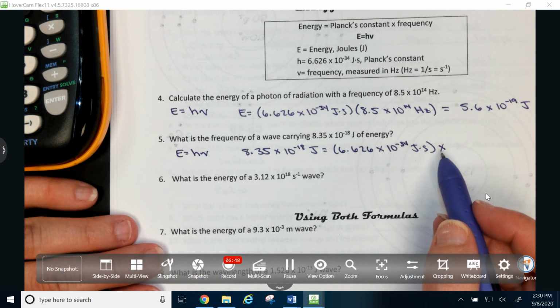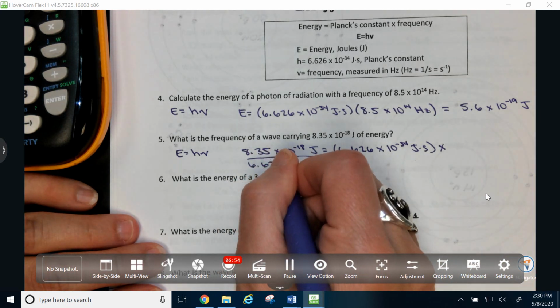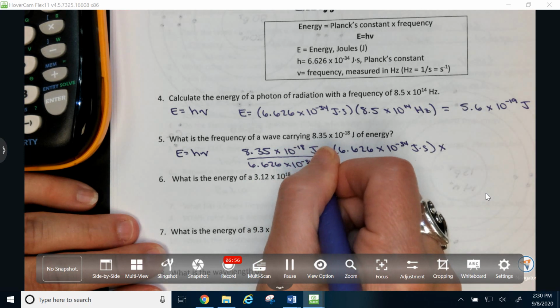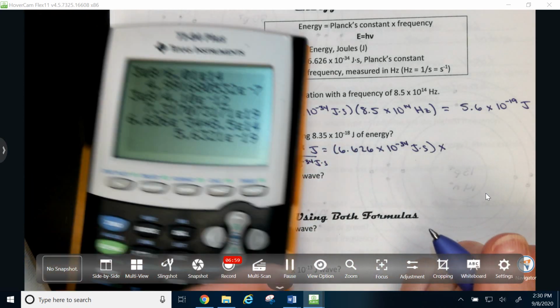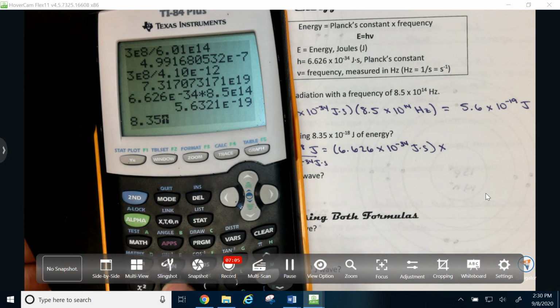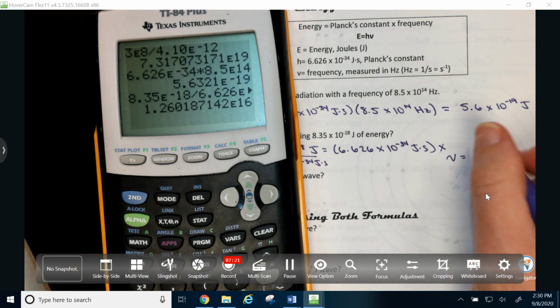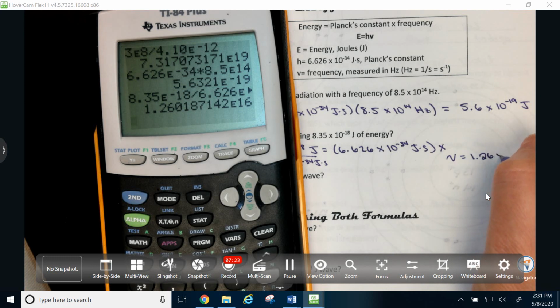So to get our unknown by itself, we have to divide both sides by Planck's constant. And that will give us our frequency. So our energy was 8.35 second E negative 18 divided by 6.626 second E negative 34, and that gives us our frequency as, with 3 sig figs, 1.26 times 10 to the 16 hertz.